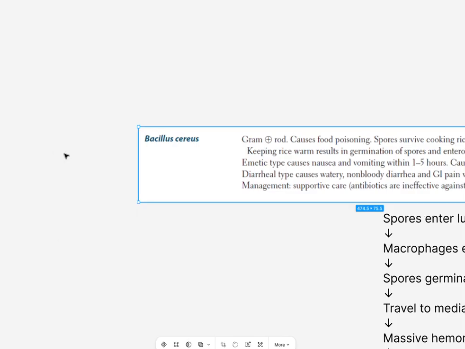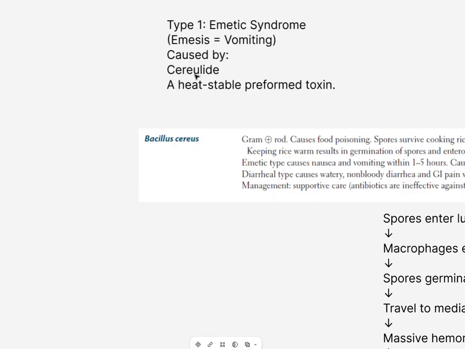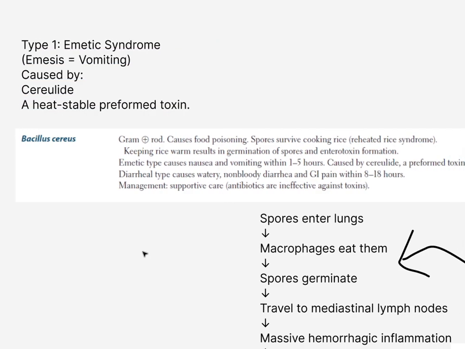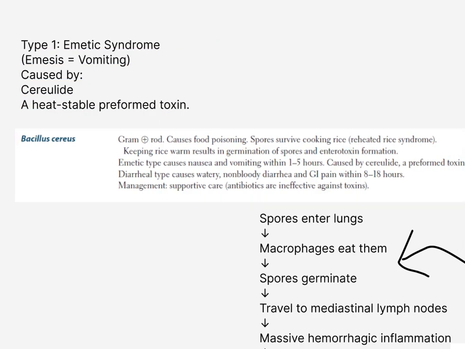Okay, I'll write that here. Basically, the type 1 is caused by cereulide. That's a heat-stable preformed toxin. What does the preformed toxin mean? The food is sitting out, bacteria grow, and the toxin is already produced. When you eat the food, you get the immediate symptoms.